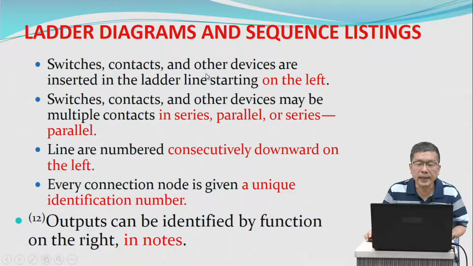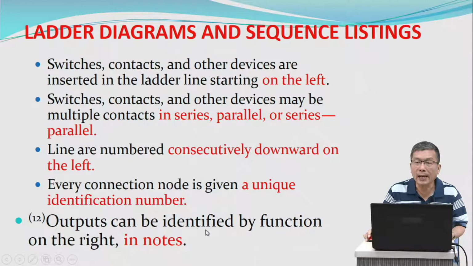Switches, contacts, and other devices are instead in the ladder line starting on the left. Switches, contacts, and other devices may be multiple contacts in series, parallel, or series parallel. Lines are numbered consecutively downward on the left. Every connection node is given a unique identification number.